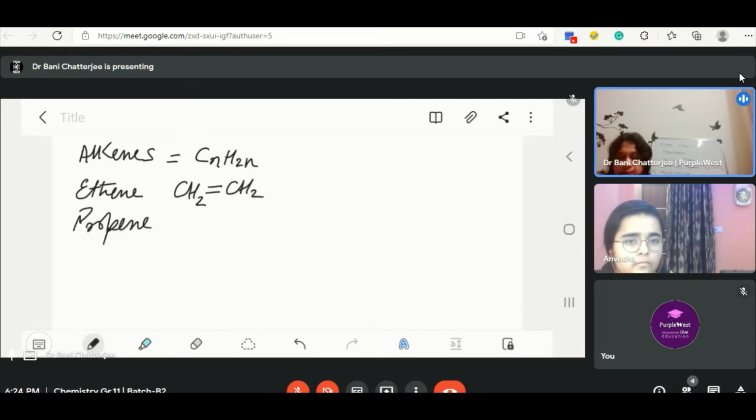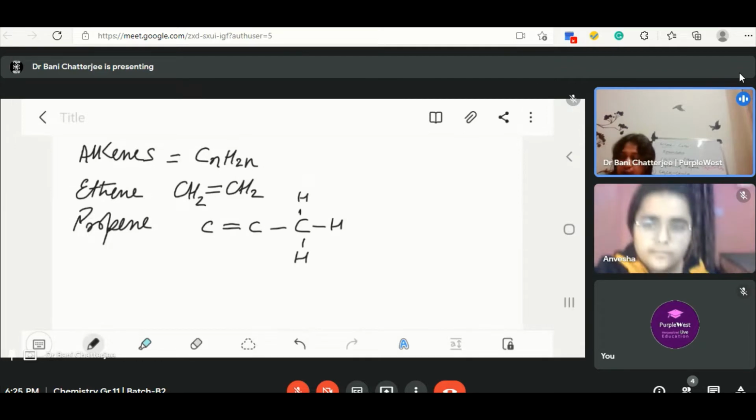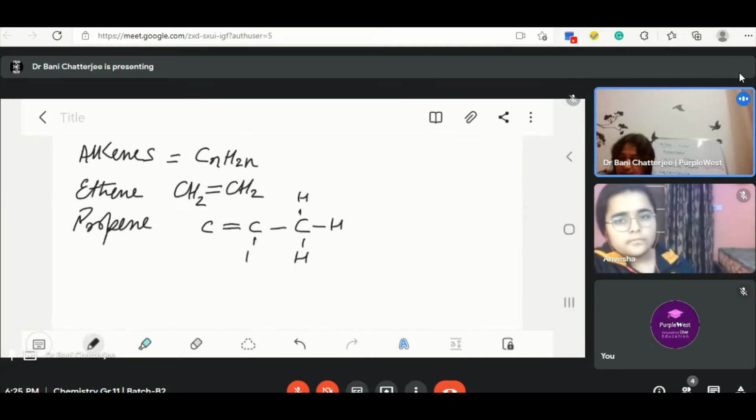Propene means 3 carbons. Should I show you? I am clearly showing you 3 carbons you will draw. To any place, either this side or the other side, you will draw the double bond and then satisfy the hydrogens. Clear that thing? Representation is clear or not, or any kind of doubt, just tell me.